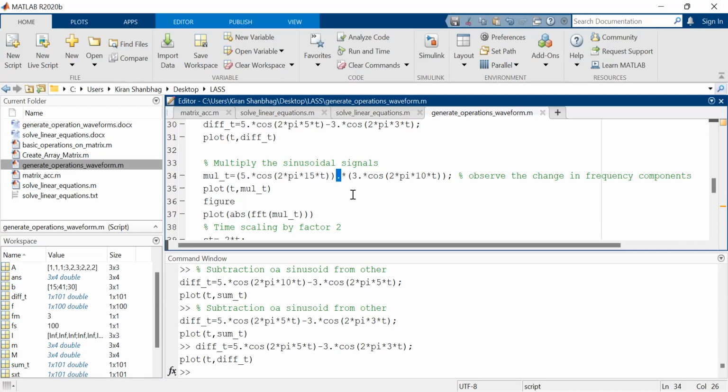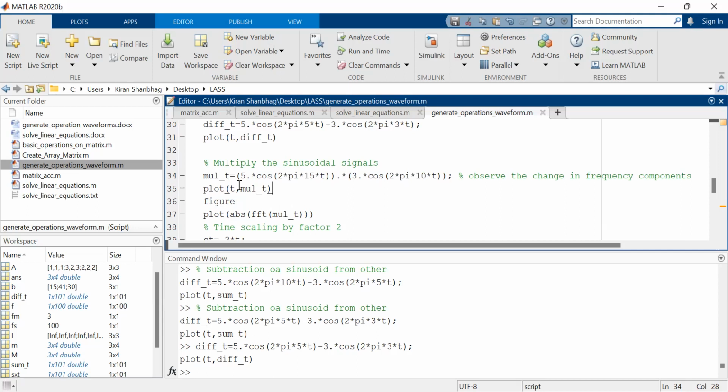Dot multiply. You see here the tricky things. First thing is this is signal 1, this is signal 2. I am trying to do an element by element multiplication. That is why while multiplying, I am using a dot multiply. It's not a vector multiplication. It's not a matrix multiplication. It's an array, element by element multiplication.